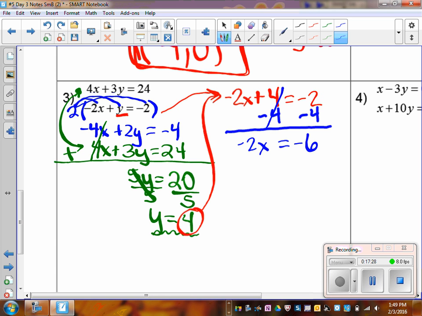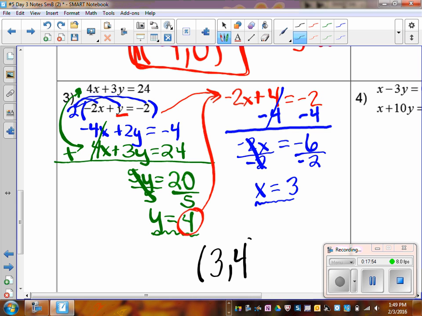Alright. Then we solve for x. Divide by negative 2. Divide by negative 2. Negative 6 divided by negative 2. Positive 3. Good. Again, we write our answer as an ordered pair. So my final answer, 3, 4. X comes first, then Y.